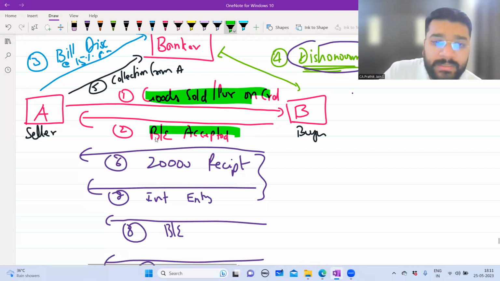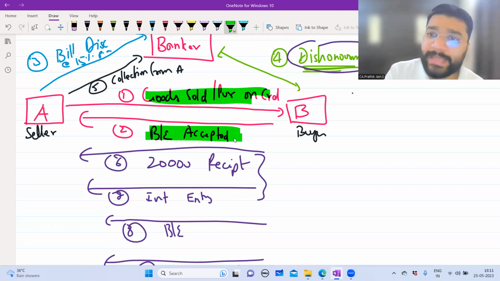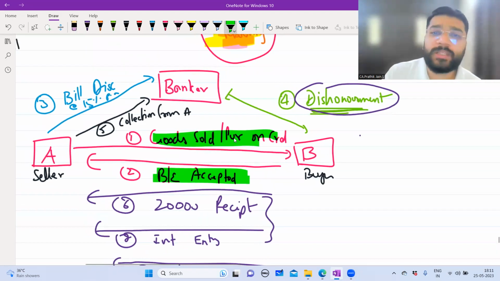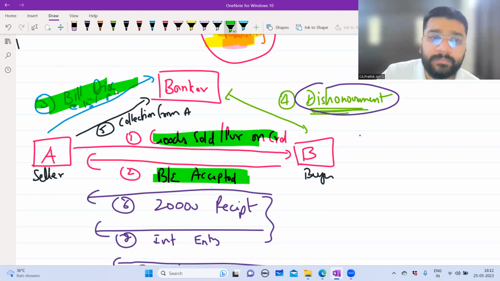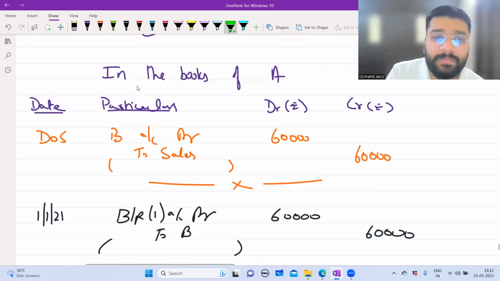And I recorded bills of exchange acceptance entry also. This is the second transaction. If I go with the flow, what is my third transaction? What happened later? Bill is discounted with the bank. So when is the bill discounted with the bank?